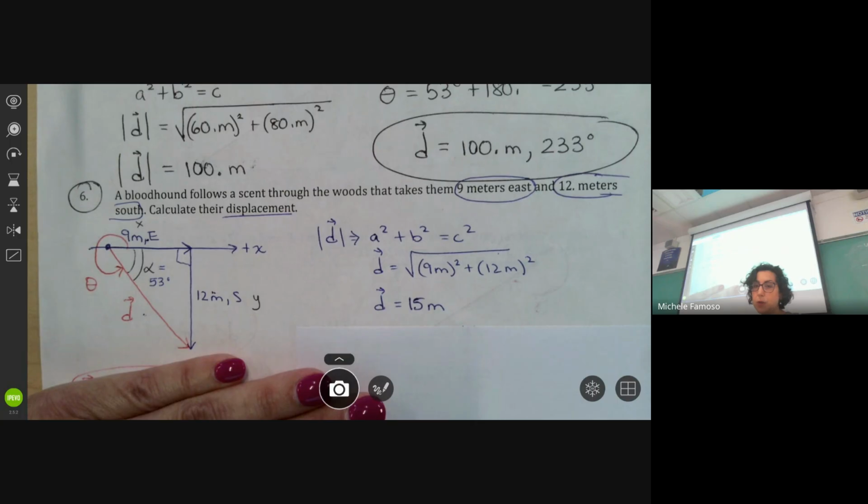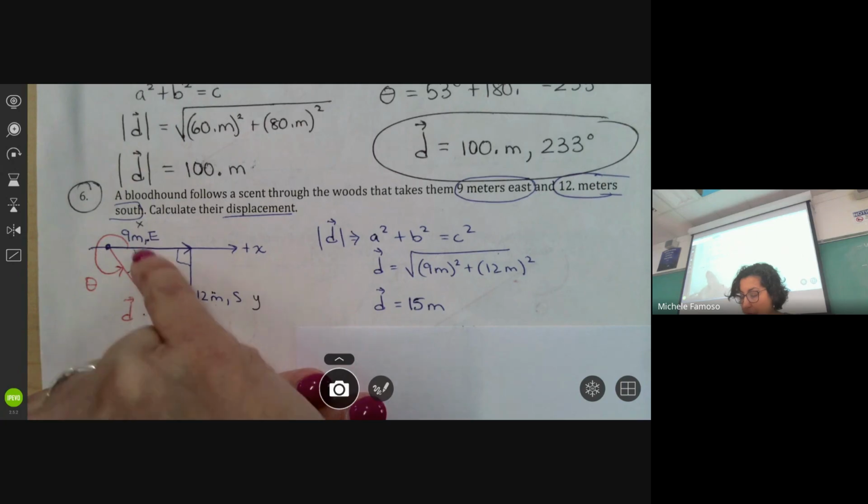So let's get the magnitude of the displacement using Pythagorean theorem. A squared plus b squared equals c squared. So I'm going to do the square root of 9 meters, that amount squared, plus 12 meters, that amount squared, gives us 15 meters. Again, I'm keeping the precision. These went to the ones place, so that has to go to the ones place. Round it to the ones place.